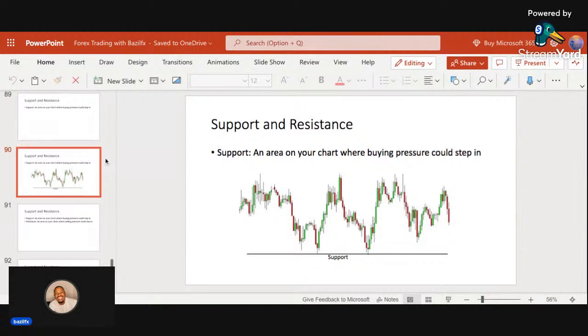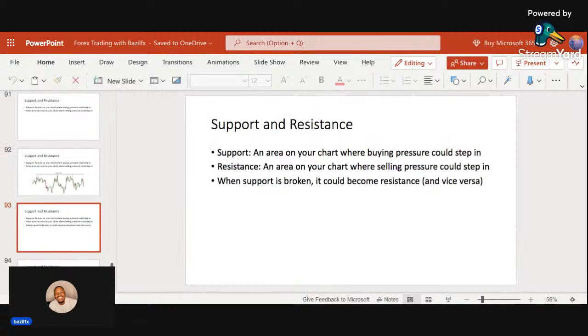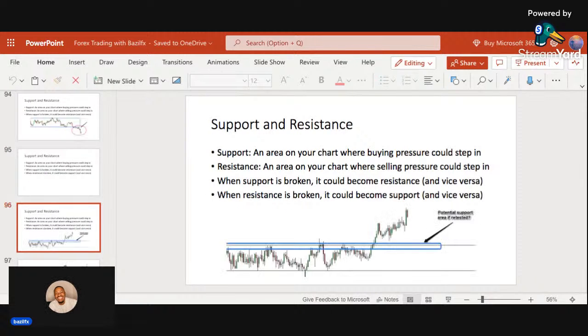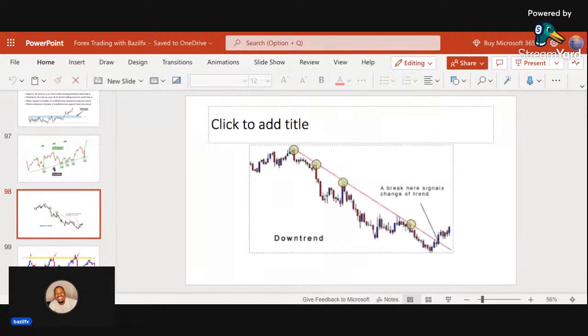You can see I'm explaining support and resistance, how you can know, okay, this is a support level, this is a resistance level. You can see the breakout retest. So guys, we also have what we call a trend line. But I've already explained how we can trade with the trend line.